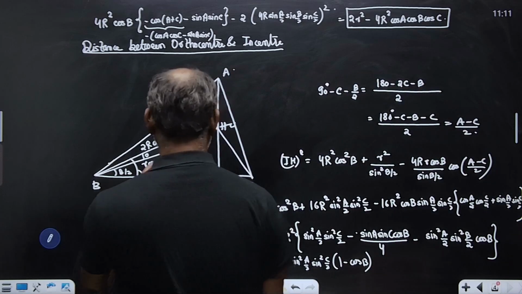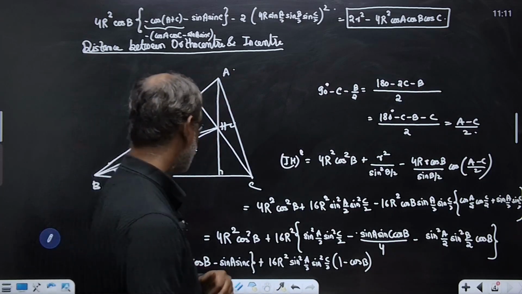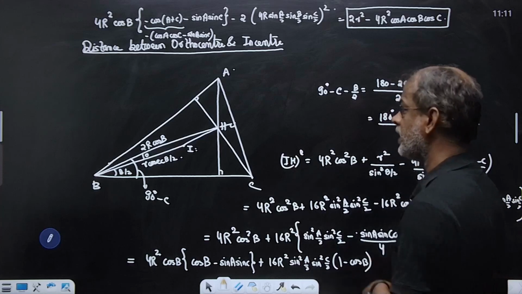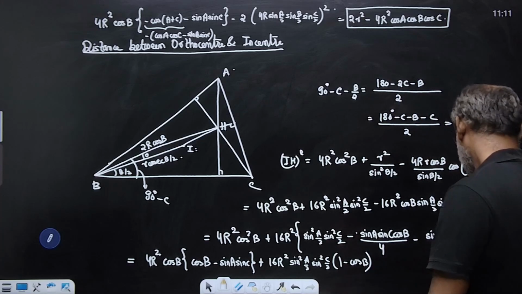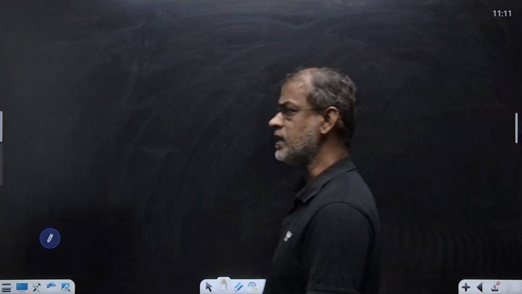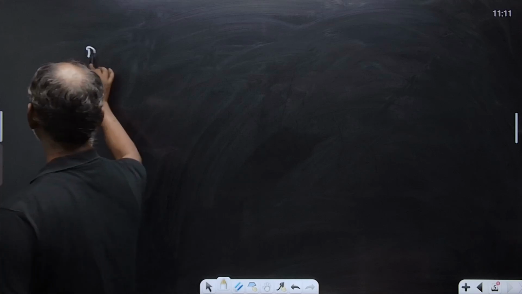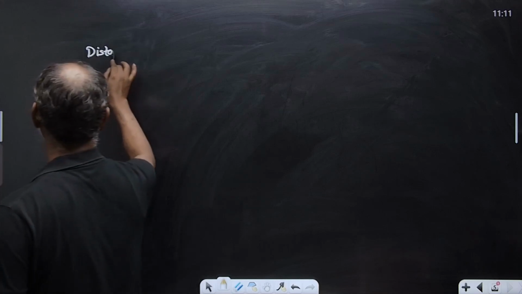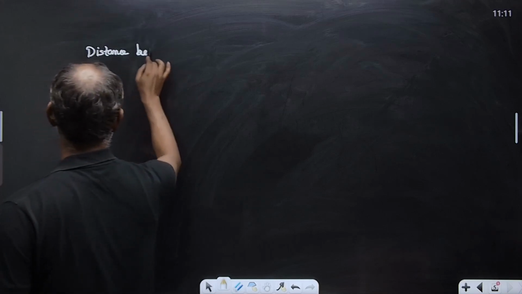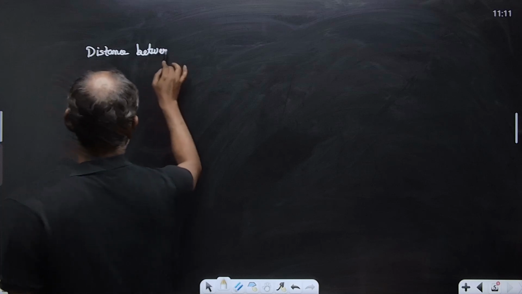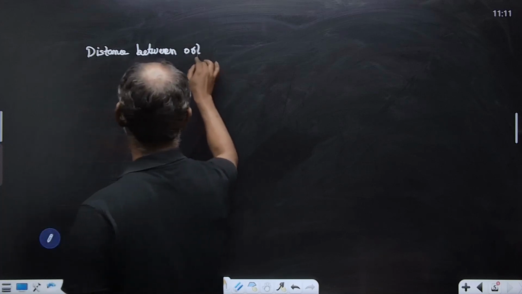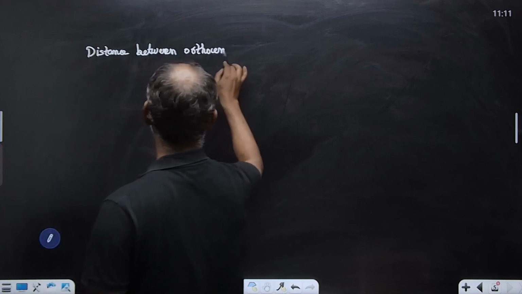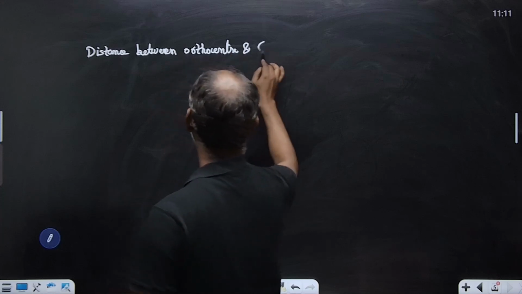Fine, but the process remains the same. And similarly, the distance between orthocenter and, that is I think a reasonable expression. Distance between orthocenter and circumcenter.